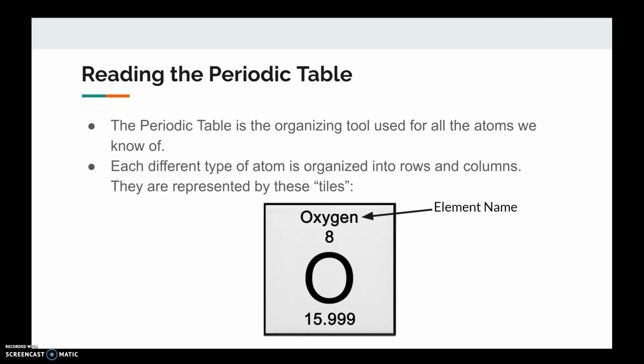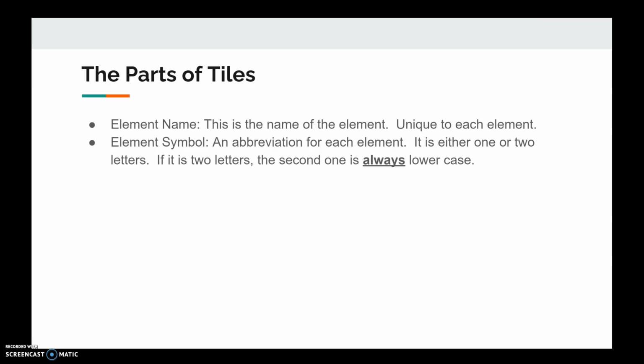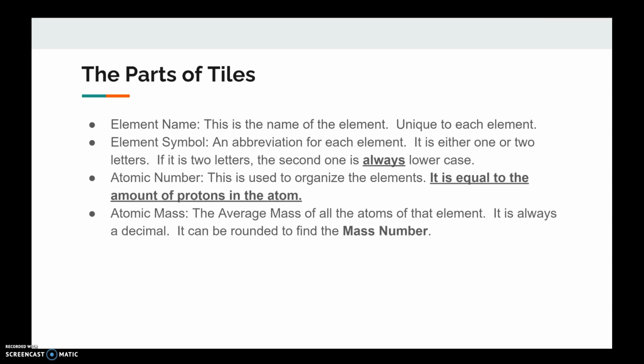Up top we have the element name. Below the element name is the atomic number. Below the atomic number is the element symbol, O. And below the element symbol is the atomic mass. Again, these are the four parts within each of the tiles in the periodic table.